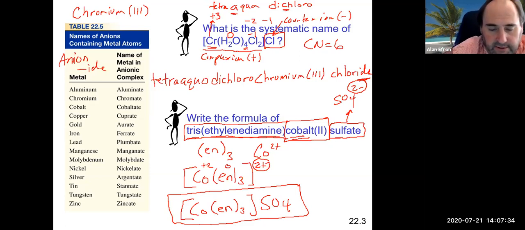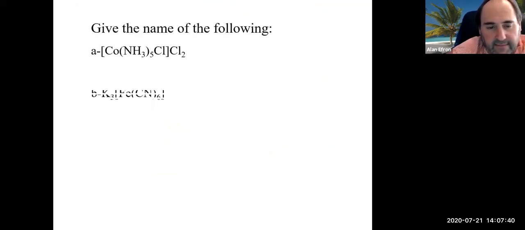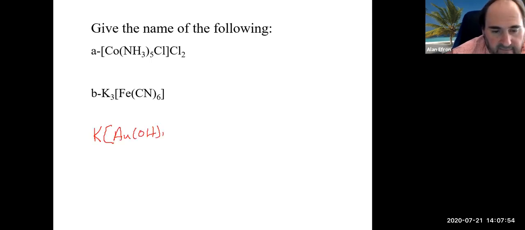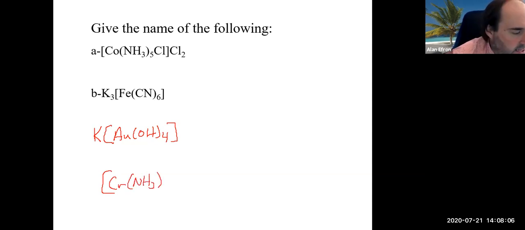Okay, so let's try a few more here. We have several more to go, just to make sure. So why don't you give the names of these guys here? And while we're at it, why don't we do the ones that we saw earlier? So why don't you do this one as well, K[Au(OH)4]. And why don't you do [Cr(NH3)6](NO3)3. All right, so give the names of these guys, see what you come up with, and we'll talk about it in a few minutes.